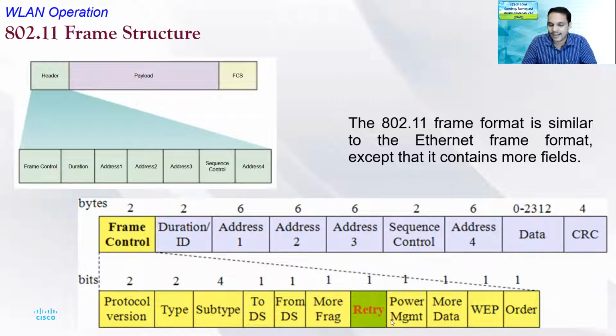The retry flag is there, power management is there, more data is there, WEP is there or not, the order flag is set or not. So all these things are in your 802.11 frame structure. Unlike the 802.3 standard, the 802.11 standard has got many fields in it.